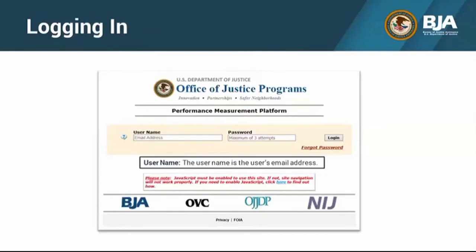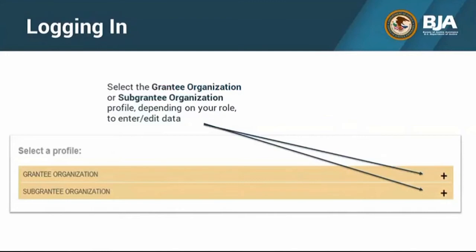Once your unique account is created, enter your registered email address as your username along with your password to log into the PMT system. The first profile page of the PMT displays the various awards your organization receives from a particular OJP component. If your organization receives funds from various components within OJP, you will have access to multiple profiles. The picture on the slide depicts an organization that receives funding directly from BJA, making them a grantee, and receives funding from another entity, also making them a subgrantee.